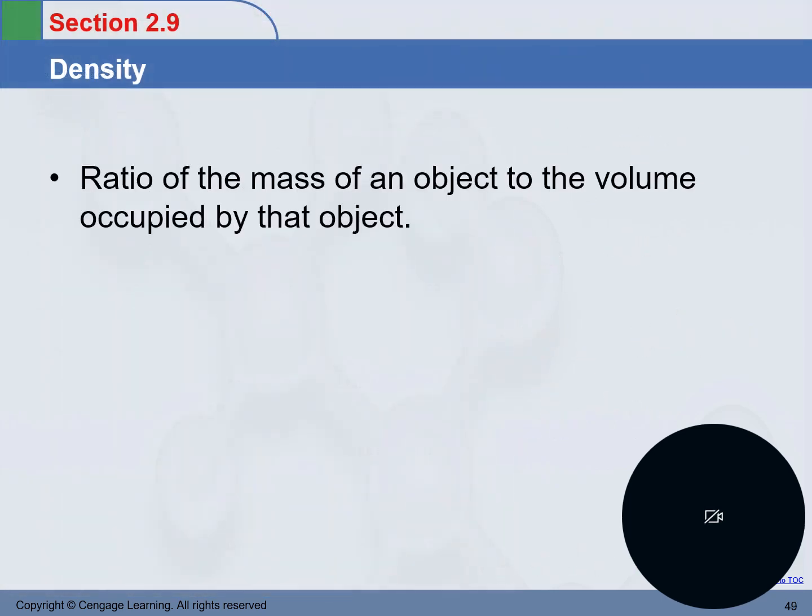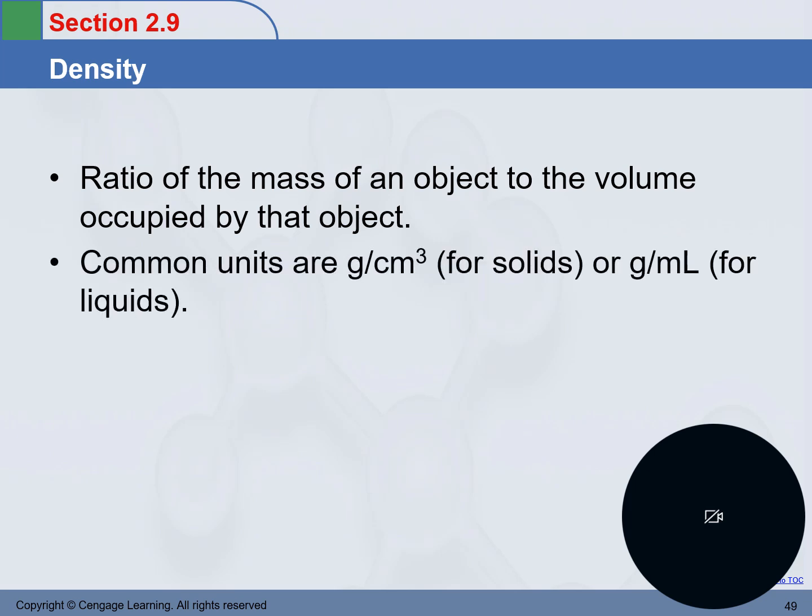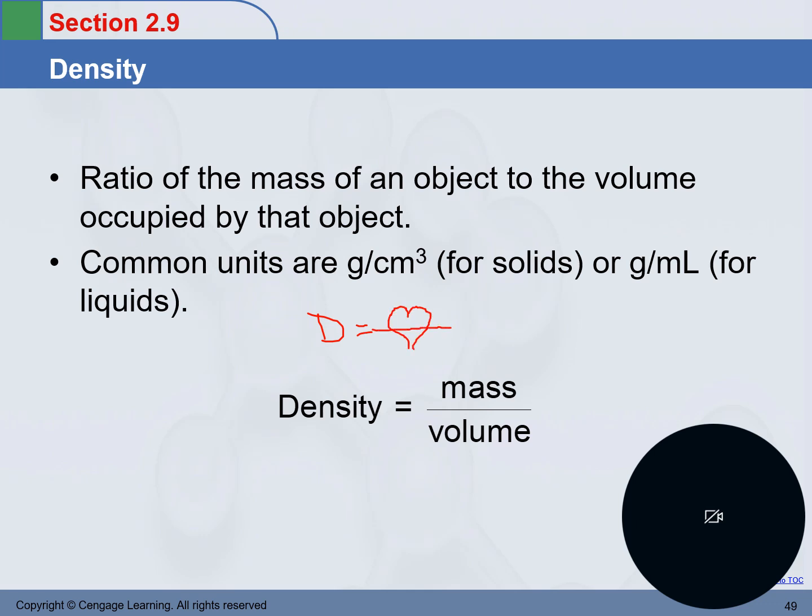Section 9 is all about density, and it's really just the mass to volume ratio of an object. Units that are common for solids are grams per centimeters cubed, or for liquids, grams per milliliter. And our formula looks like this, and I want you to try to remember that density always breaks your heart right in half. So if we take a look, hopefully you can see that it looks like an M on top for the mass, V on the bottom for volume.